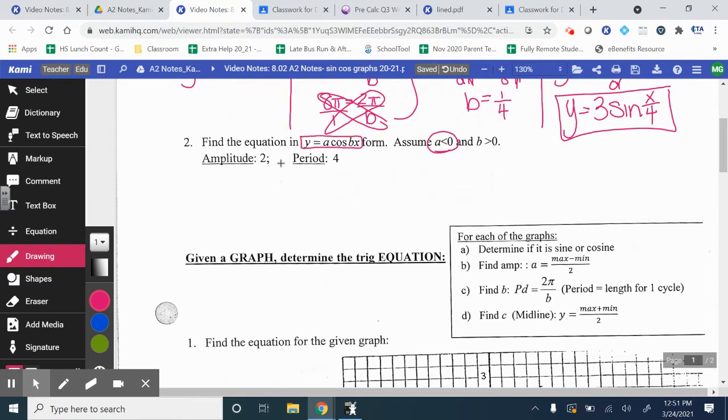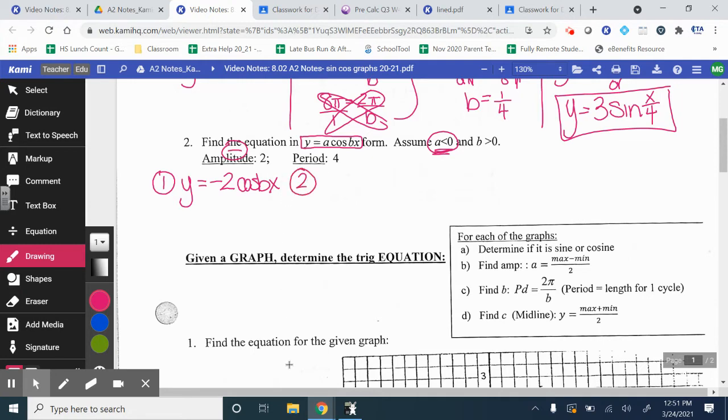All right, so we've got a cosine bx. So far, I know that y is equal to, this time a is less than 0. That means my a value is going to be negative. So that's negative 2 cosine bx.